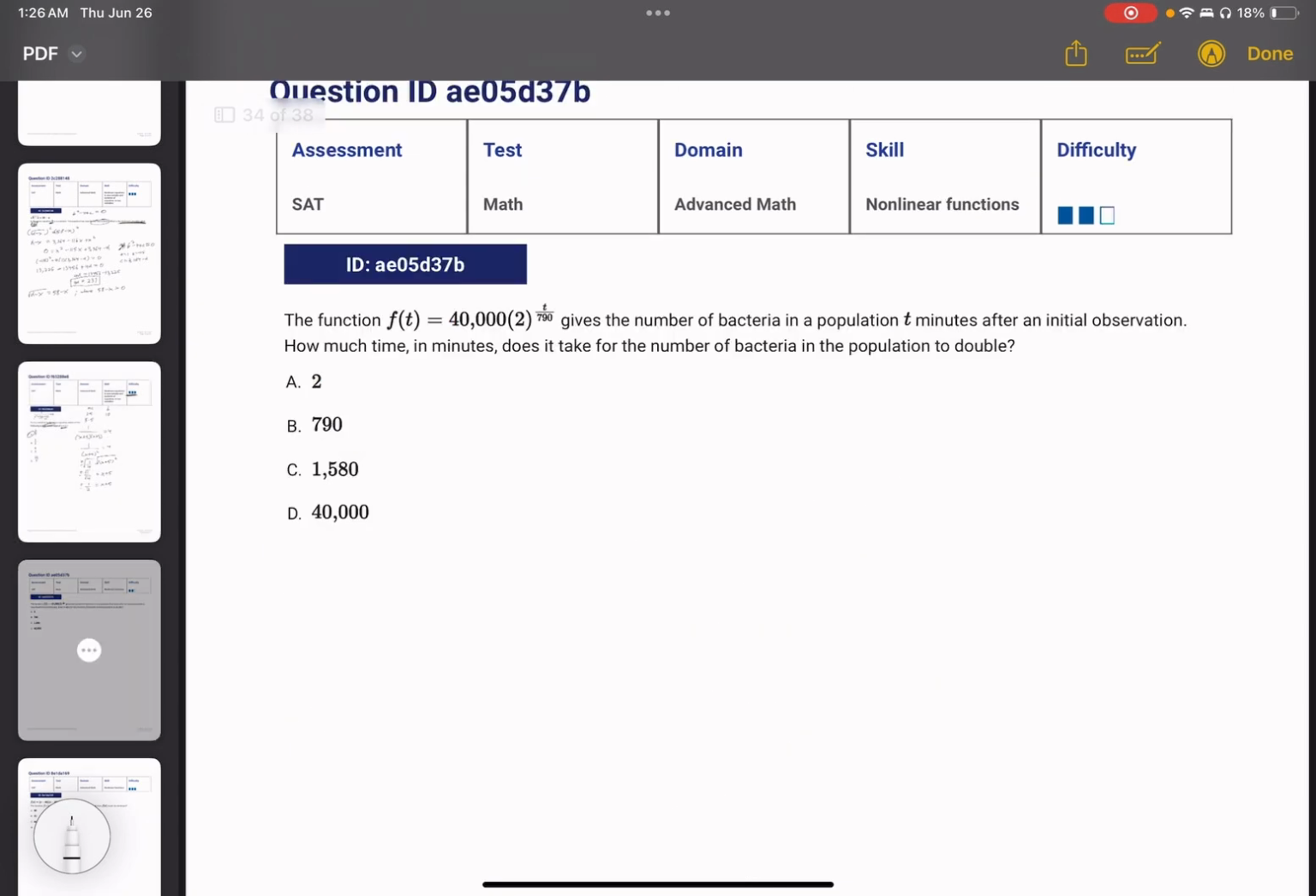Next problem, we have the function f of t is equal to 40,000 times 2 to the t over 790. It gives the number of bacteria in a population t minutes after an initial observation. How much time in minutes does it take for the number of bacteria in the population to double? Okay, so we're going to start with time 0. And at time 0, we have 40,000 times 2 to the 0, since 0 over 790 is 0. And 2 to the 0 is 1, so we get 40,000. And we need to know when it gets to 80,000.